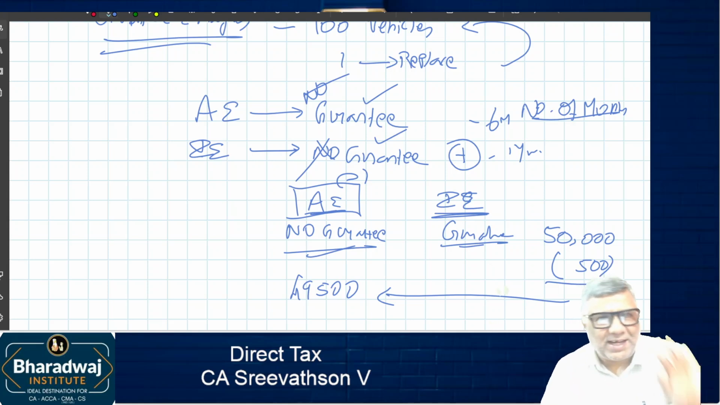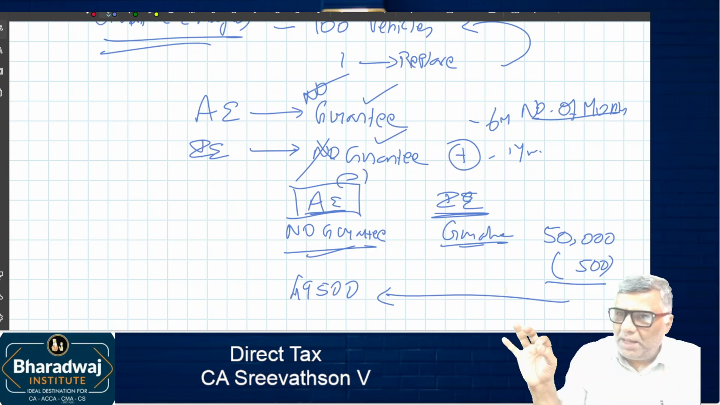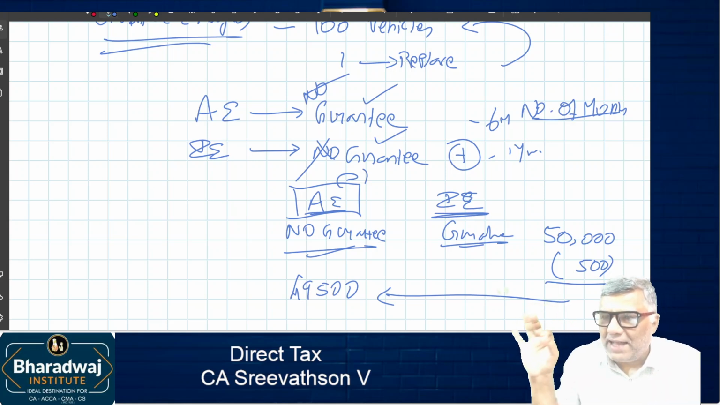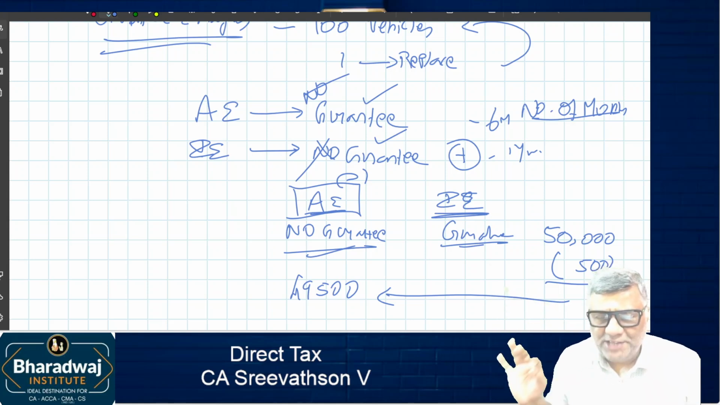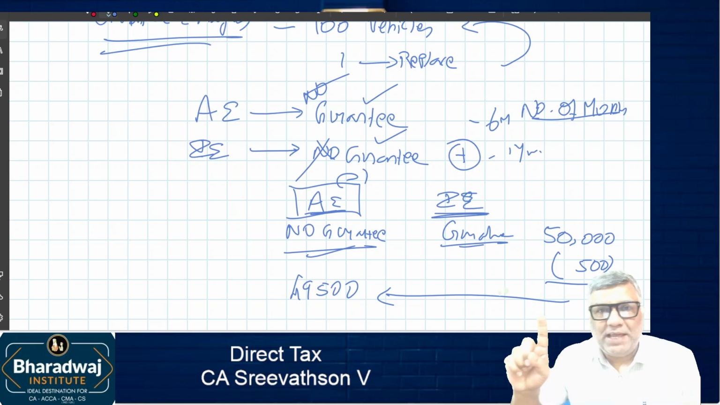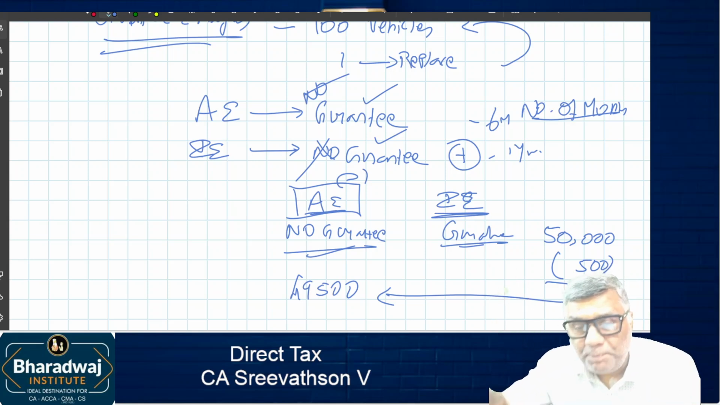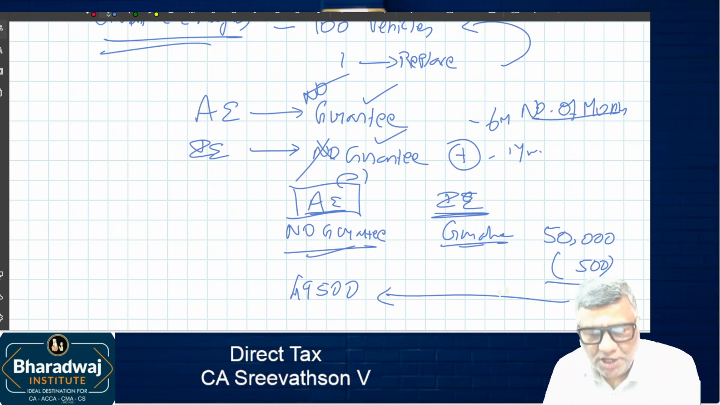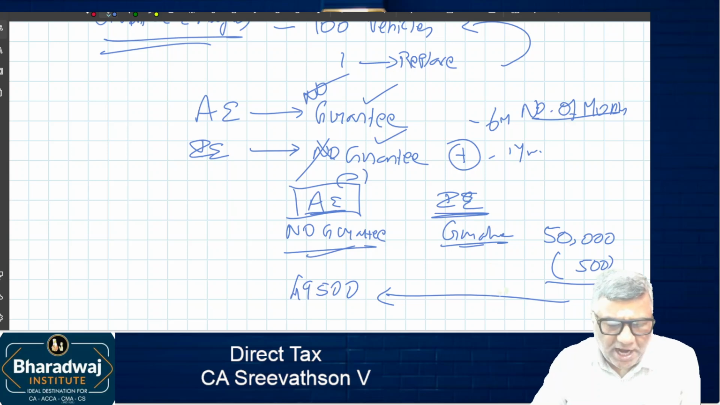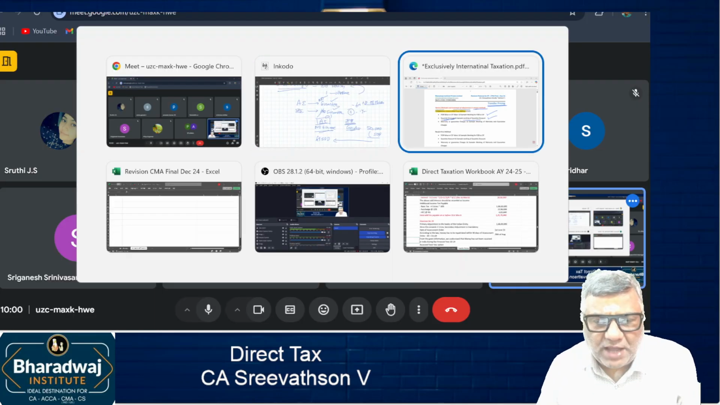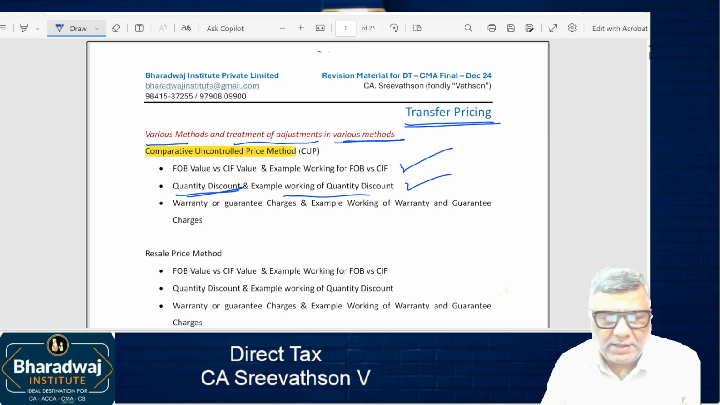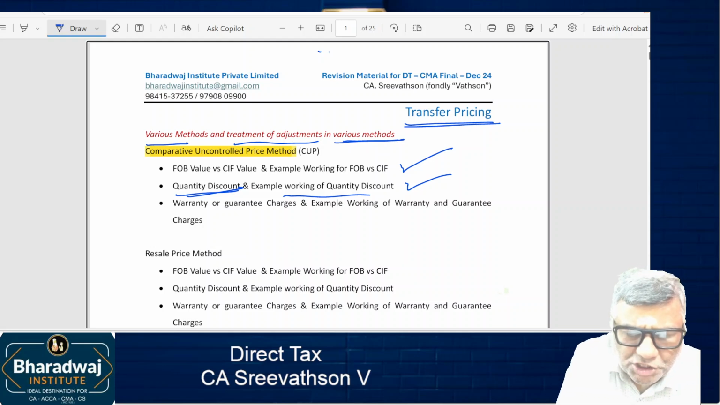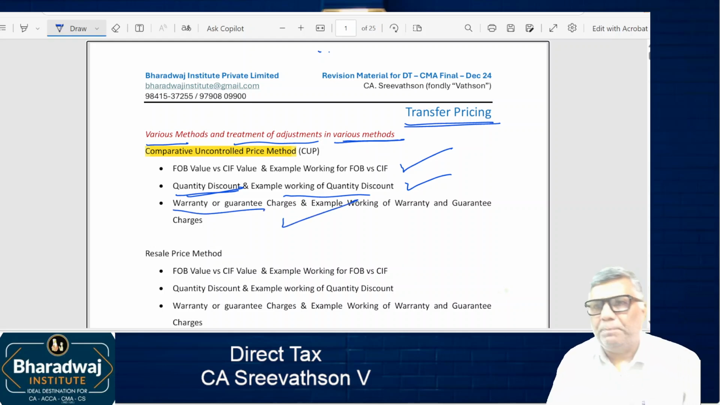So let's forget the customer for a minute. If the associated enterprise is bearing the guarantee, the risk is on the associated enterprises, so from the independent party's price, reduce the guarantee charges. These are the popular three adjustments in the case of the CUP method.